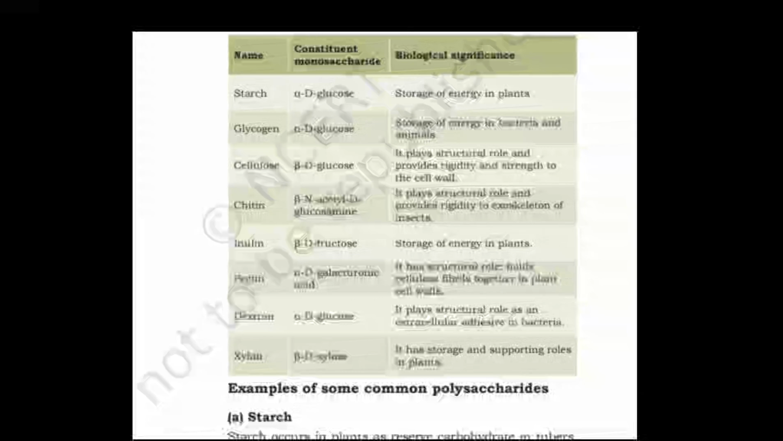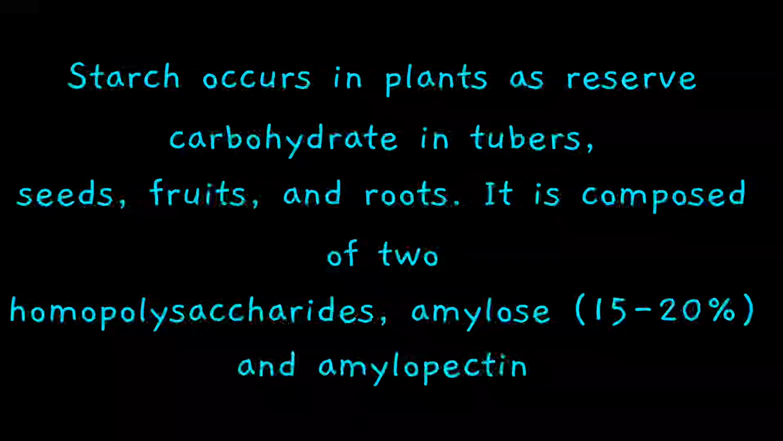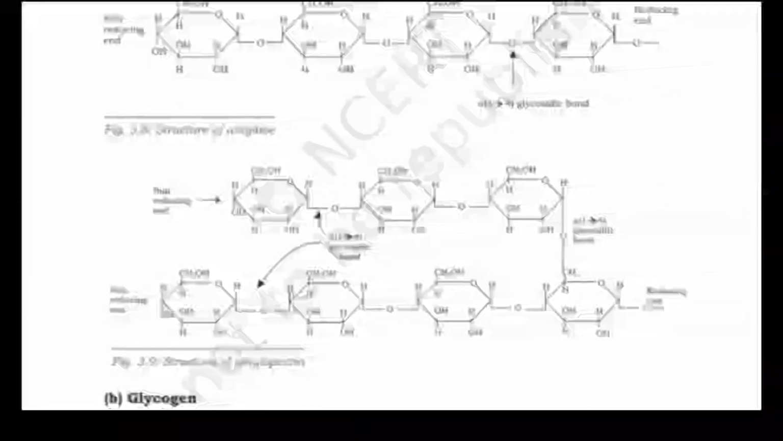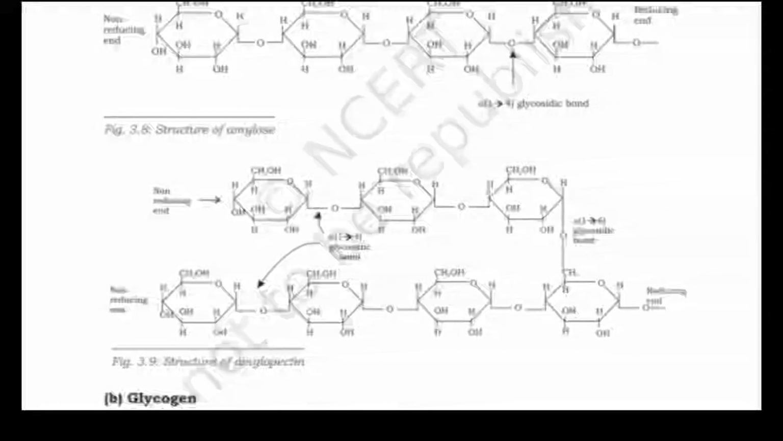Examples of some common polysaccharides are starch. Starch occurs in plants as a reserve carbohydrate in tubers, seeds, fruits and roots. It is composed of two homopolysaccharides, amylose, which is 15 to 20%, and amylopectin, which is 80 to 85%. Amylose is a linear polymer of alpha-D-glucose monomers linked by alpha 1,4 bonds.